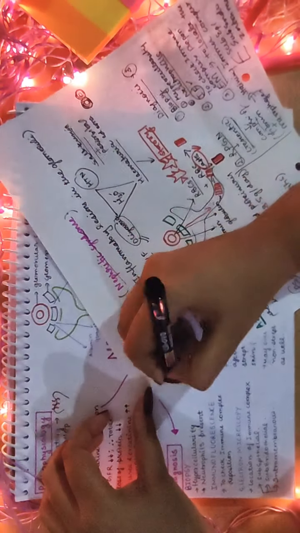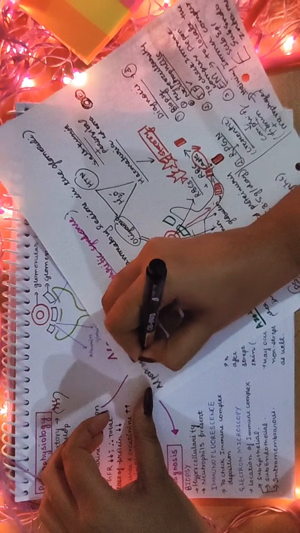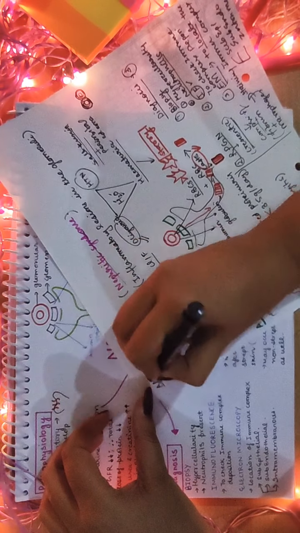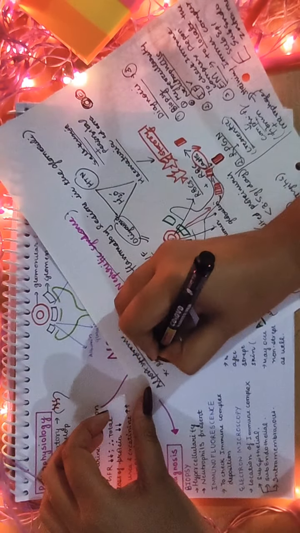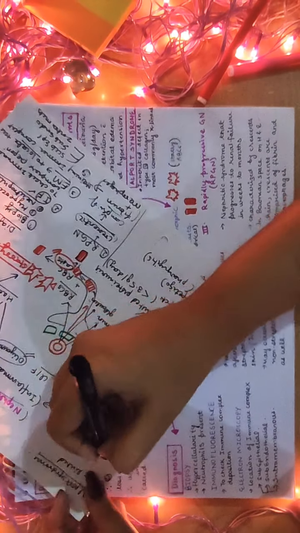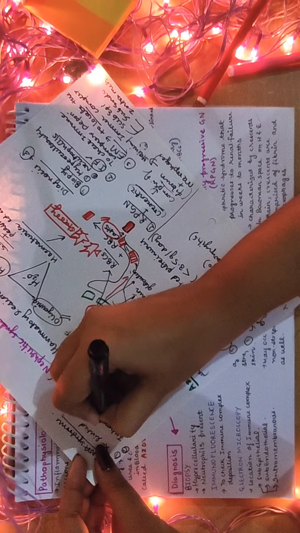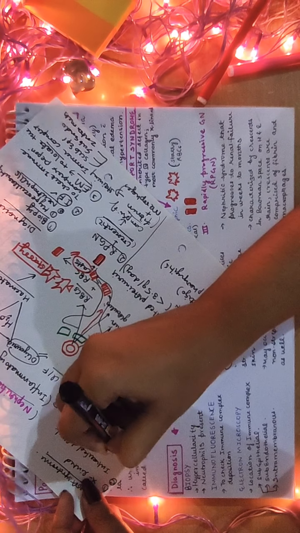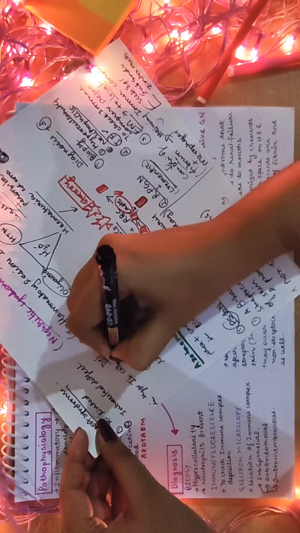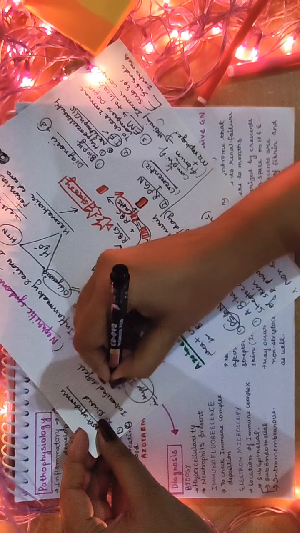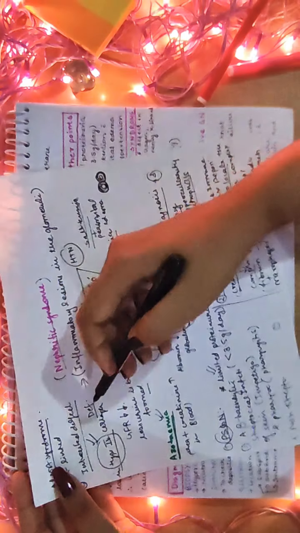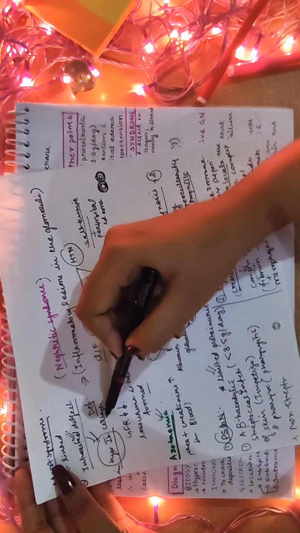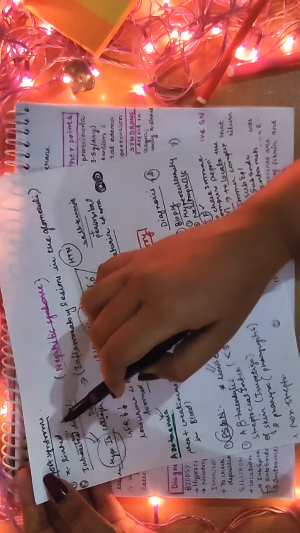Now the last point I want to mention is Alport syndrome. You must be wondering what Alport syndrome is. It is X-linked, first of all. And how does it occur? It occurs due to an inherited defect in type 4 collagen. This is an inherited defect in type 4 collagen, and it is commonly X-linked.